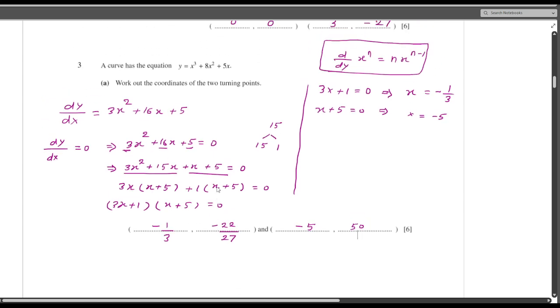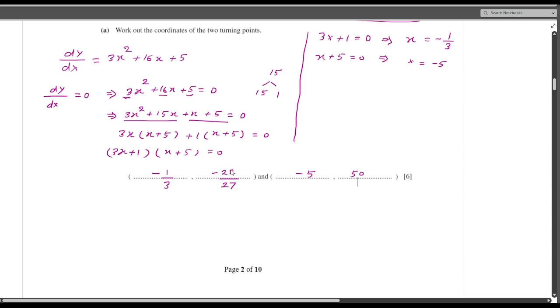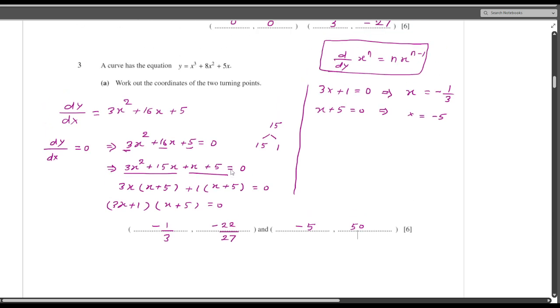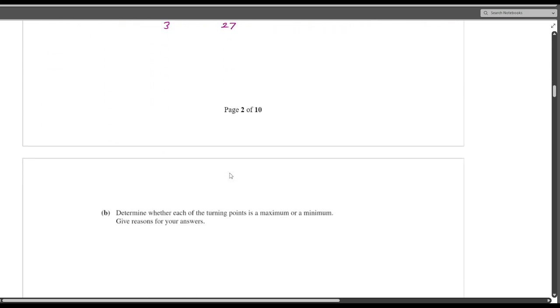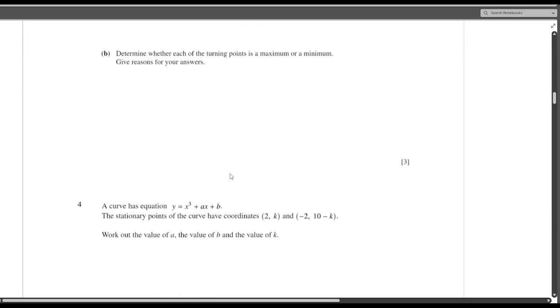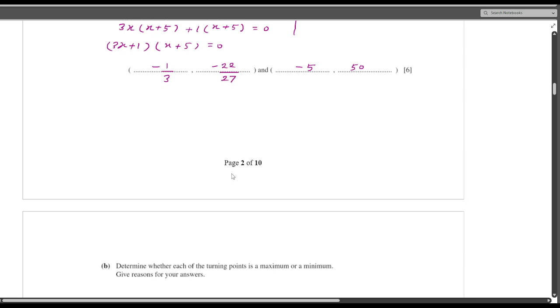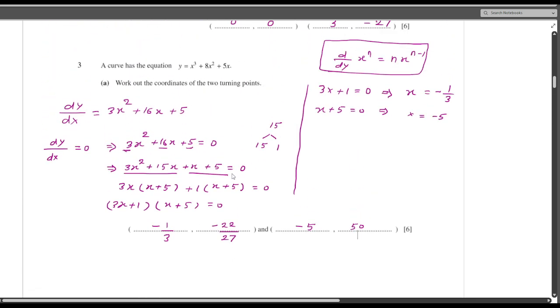Like in question number 2, this problem is also coming for 6 marks. So 6 marks, I think, is easy for you to score. Okay, next, part B: determine whether each of the turning points is a maximum or minimum. Give a reason for your answer. To decide whether the point is a maximum or minimum, we will differentiate the function once again.